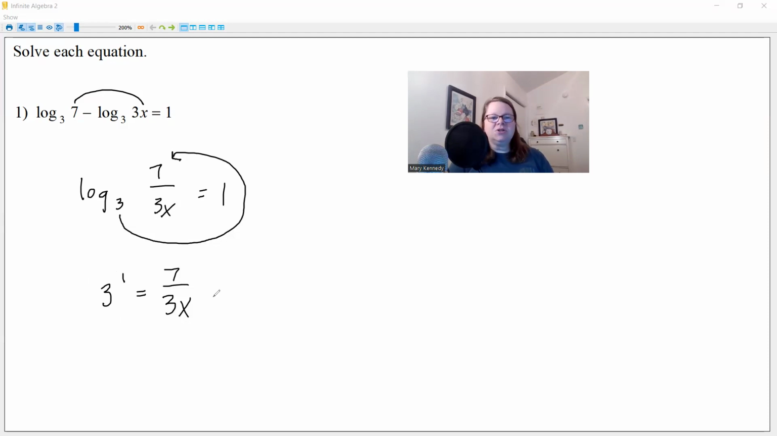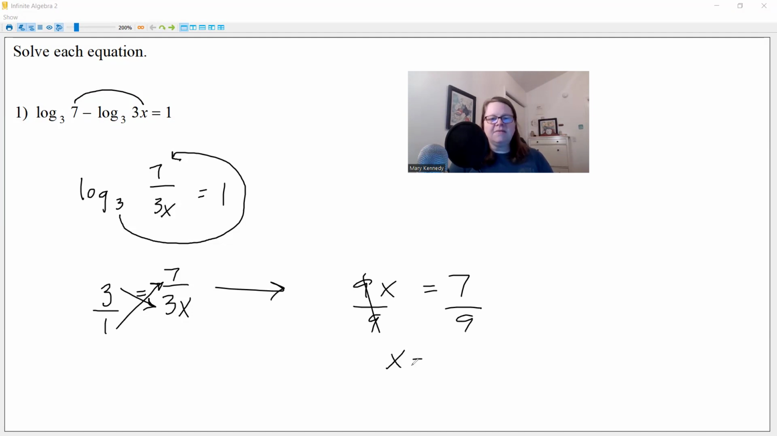Okay, so now we're ready to just solve this just like any other algebra equation. 3 to the first is just 3, so I'm just going to erase the exponent for now just to save space. And so I'm going to cross multiply. This is 3/1 technically. 3 times 3x, that's 9x, and 1 times 7 is 7. Let's divide both sides by 9. And we have x is 7/9. And that is the answer to this question. That's the solution to this problem.